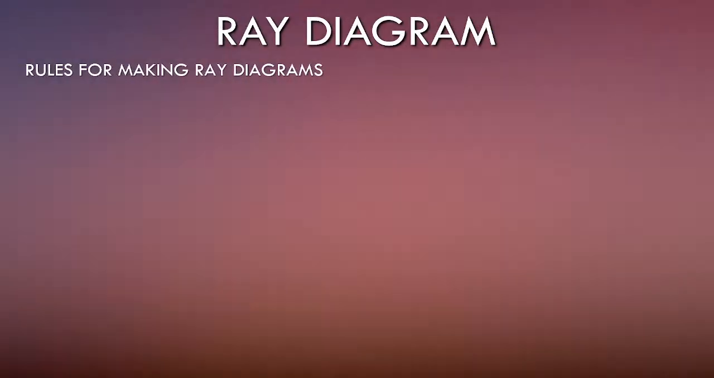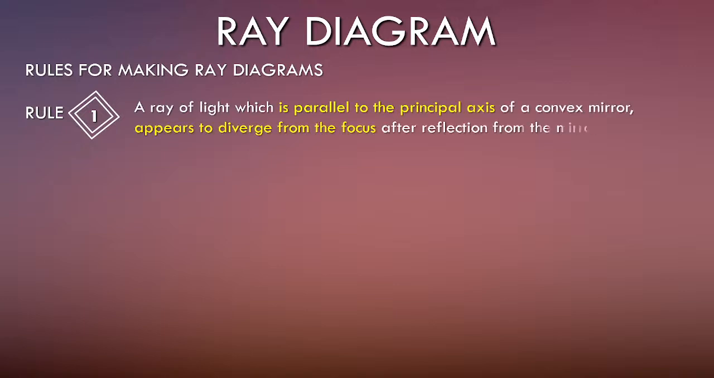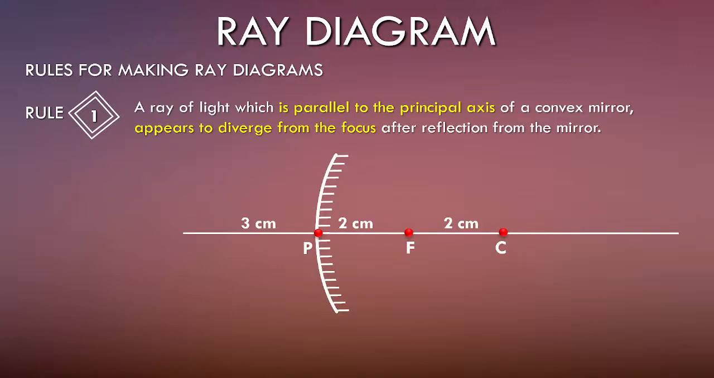Okay, next we'll go to convex mirror now. A ray of light, look at this. A ray of light which is parallel to the principal axis of a convex mirror. Concave mirror chapter is done. Now we are looking at which chapter now?